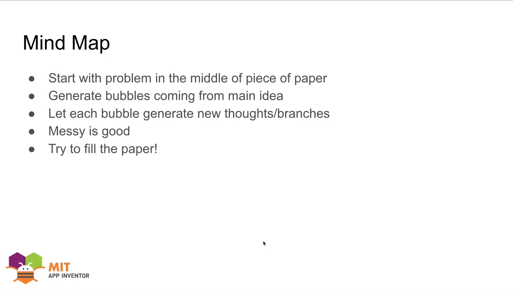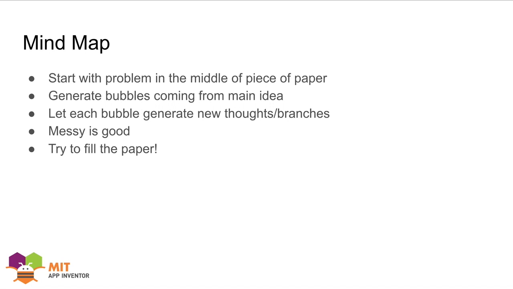We're going to use a mind map for this part of the process. This is where you take a big piece of paper, like a big piece of chart paper. You're going to write the problem in the middle of the piece of paper. So in this case, we're just going to write the word diabetes with a bubble around it. And then from there, we're going to generate our ideas coming from the main idea. And we're going to draw them in little bubbles. And then each bubble may in turn generate its own set of ideas and branches. So from the middle we're going to have a bunch of branches coming out.